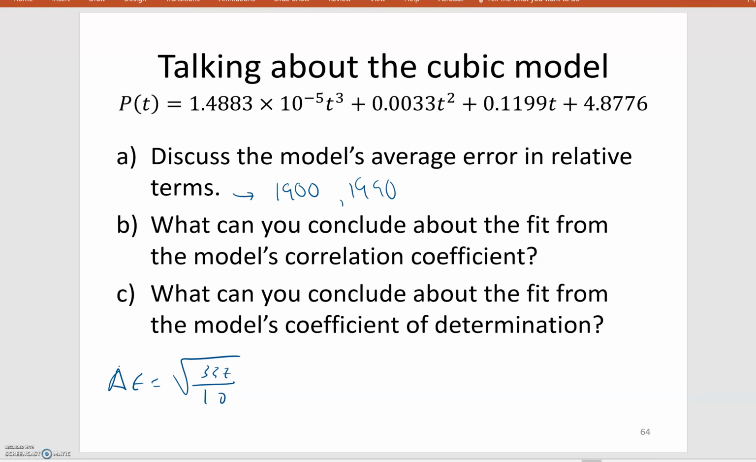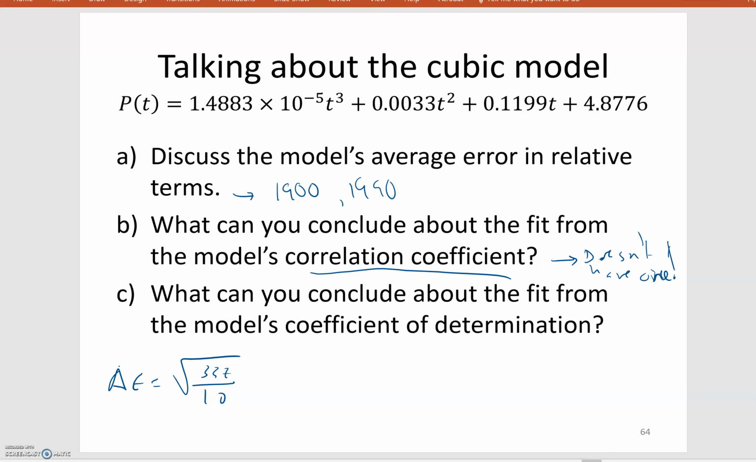Part B, what can you conclude about the fit from the model's correlation coefficient? Well, it doesn't have one. It doesn't have a correlation coefficient. So, can't really conclude anything from that. So let's move on to C.